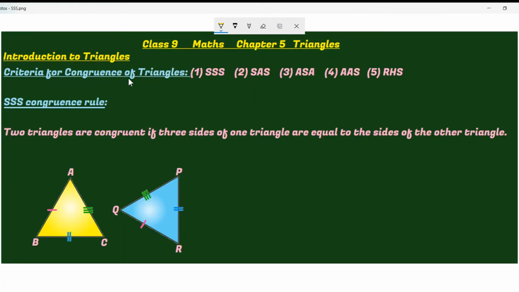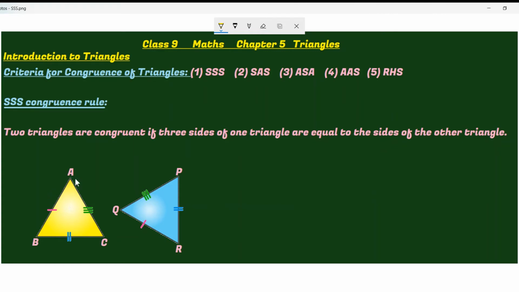Criteria for congruence of triangles. There are 5 criteria: SSS rule, SAS rule, ASA rule, AAS rule, RHS rule. Let's discuss one by one. First one is the SSS congruence rule. SSS means side, side, side. Two triangles are congruent if three sides of one triangle are equal to the three sides of the other triangle.